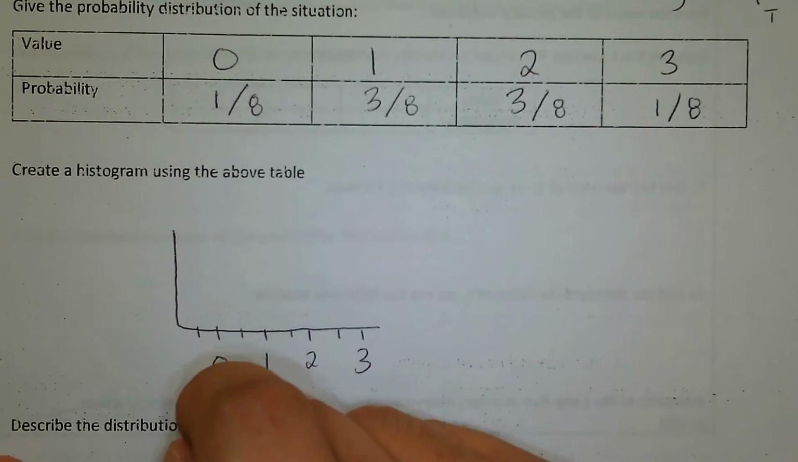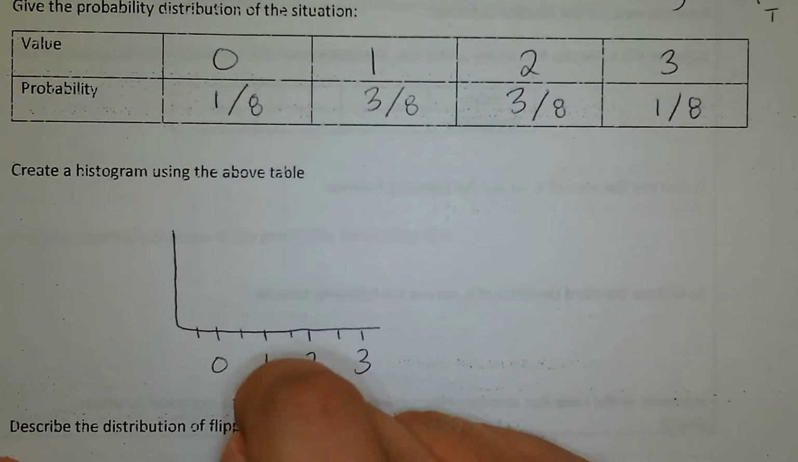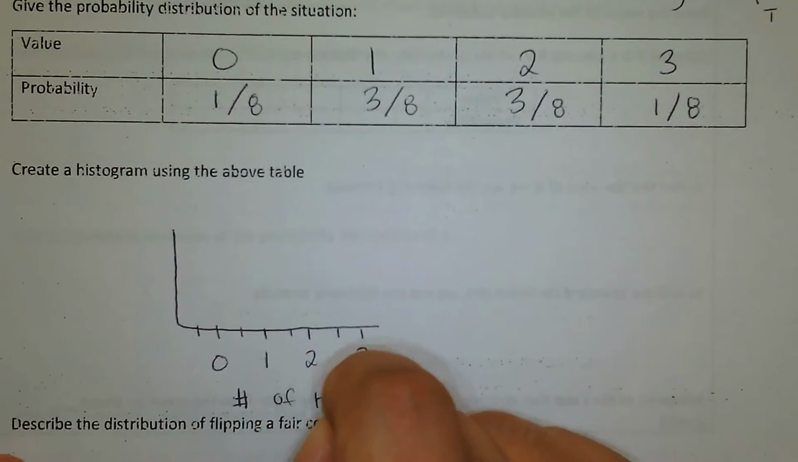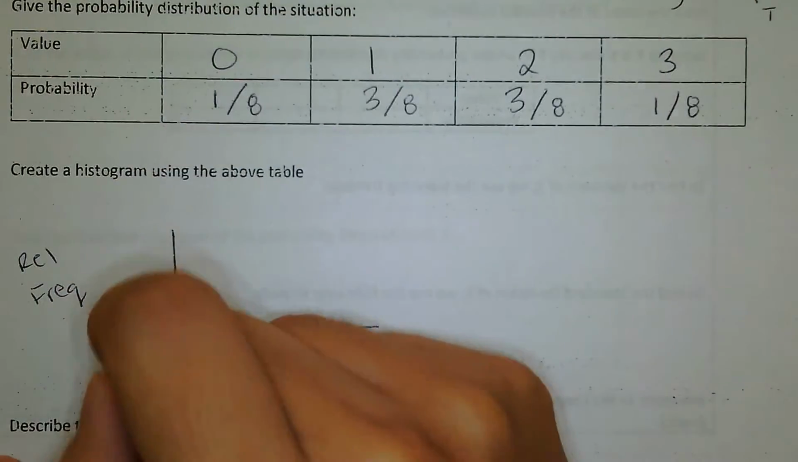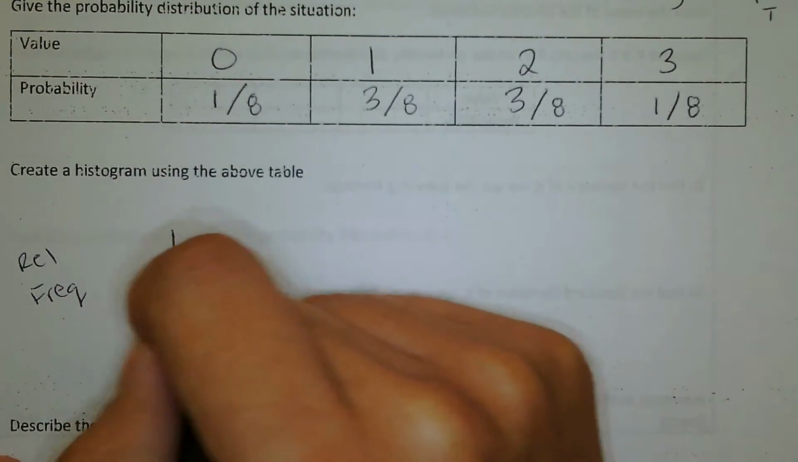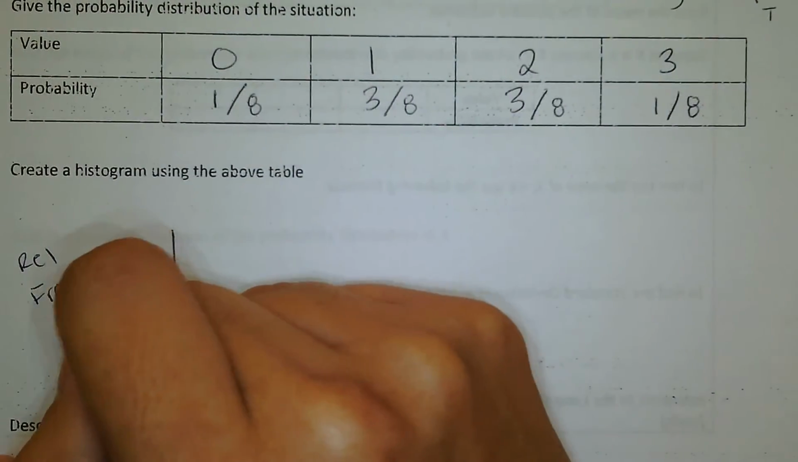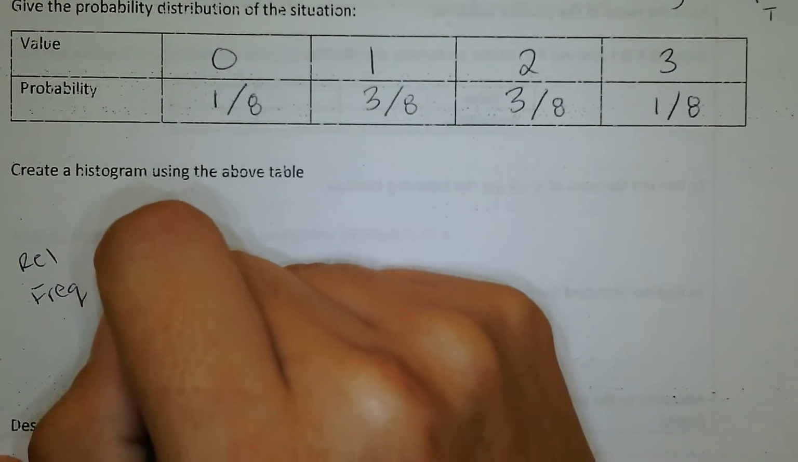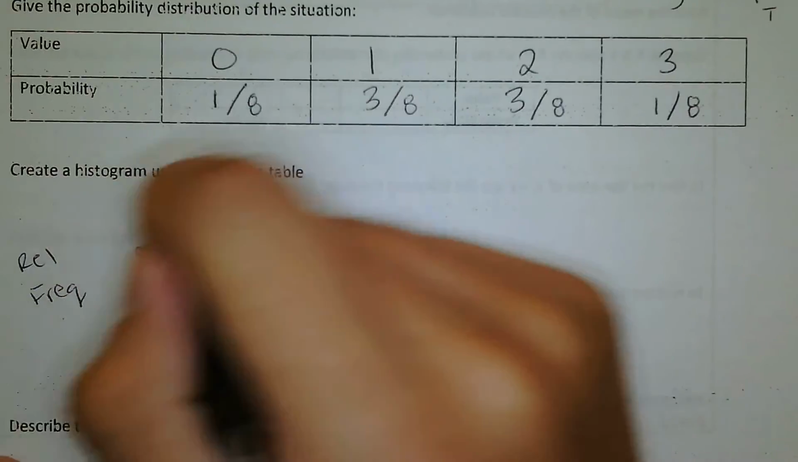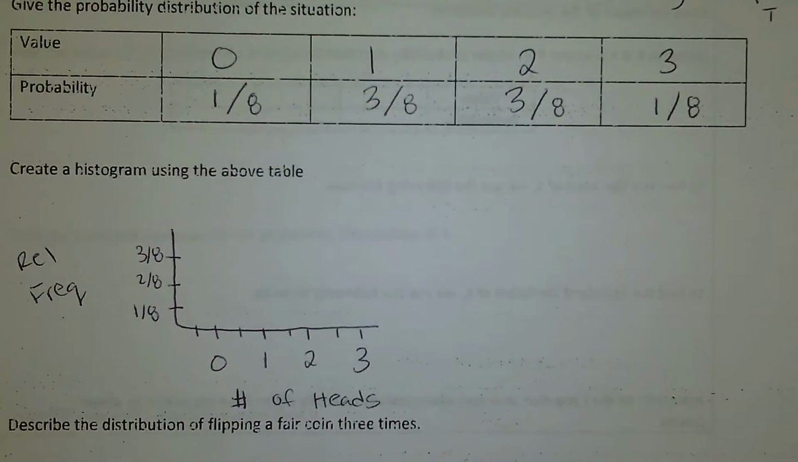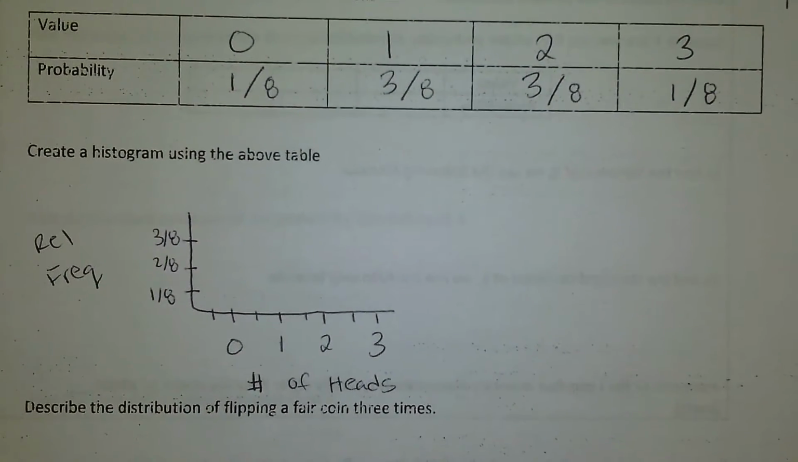So this x variable here is the number of heads. Sorry, the x-axis. And the y-axis is going to be my relative frequencies for each. So I can have 0 eighths, I can have 1/8, I can have 2/8, or 3/8, all the way up to 4/8, but that would not be valid here in this sense. So let's go ahead and draw in our histogram.